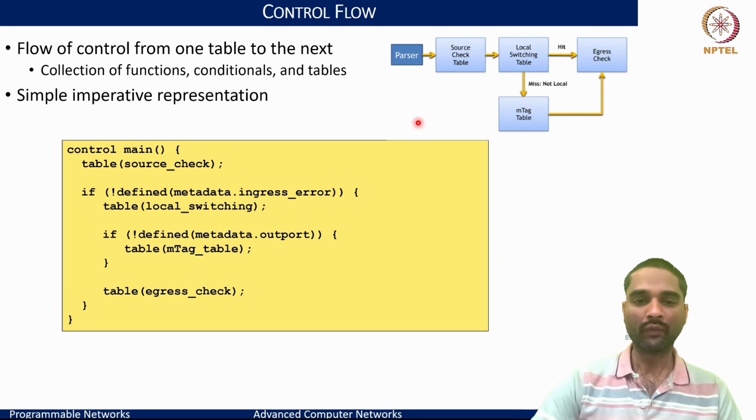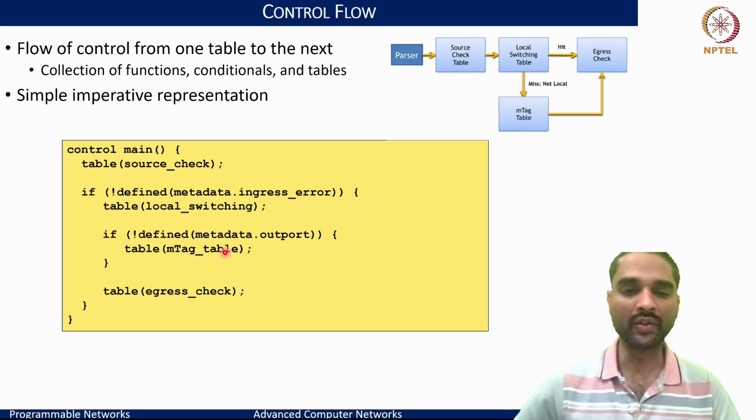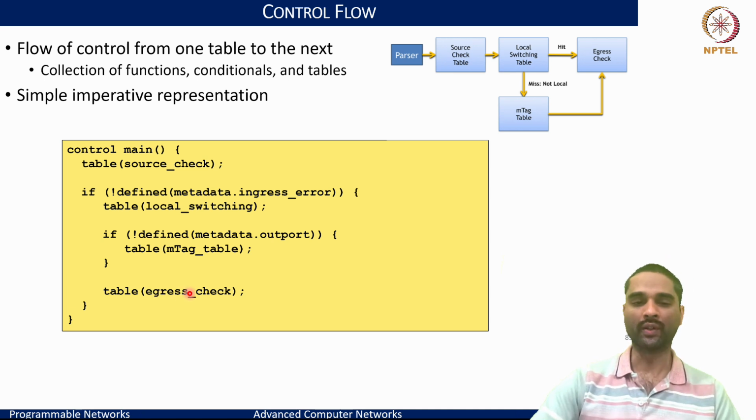So if there is no defined metadata with the output port that is being set, then we would want to take the mtag table. And once everything is done, it would then go to the table egress check.